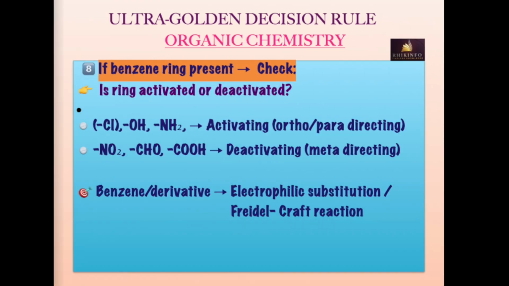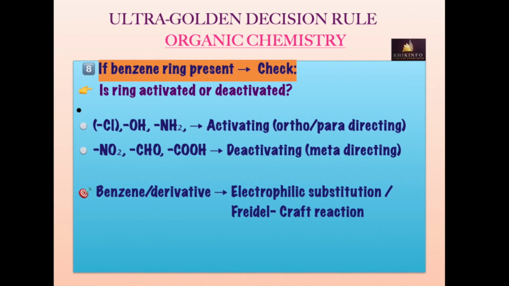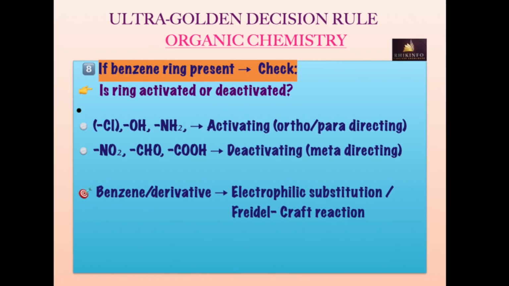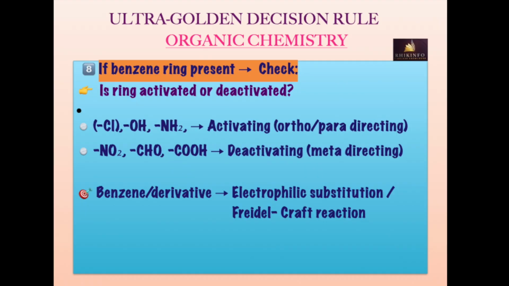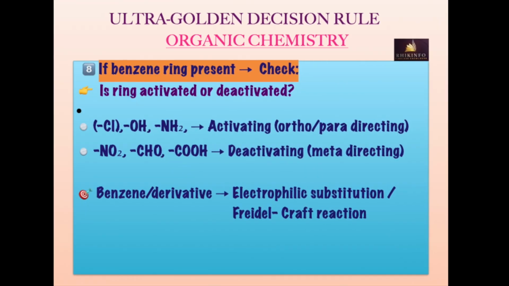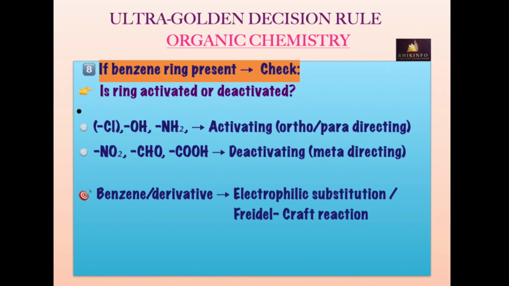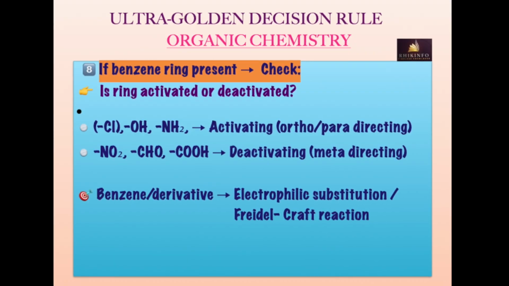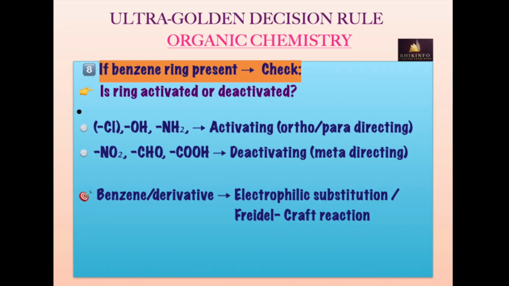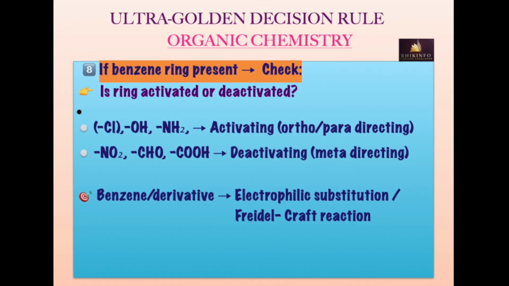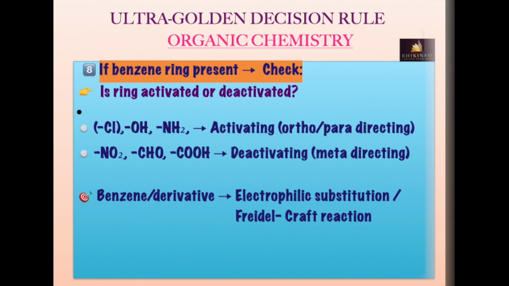Coming to our hack number 8. Is a benzene ring present? Check its directing effects. Phenol, amine, halogens, etc. are ortho and para directing. Nitro and carbonyl groups are meta directing. Remember, the default mechanism in benzene is electrophilic substitution and the direction determines the major product formed.